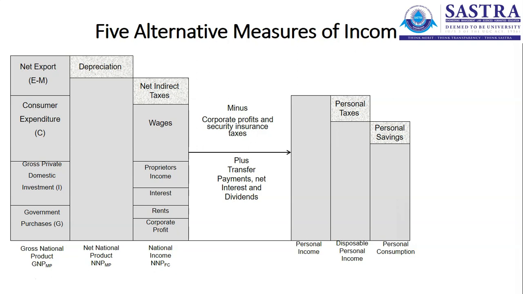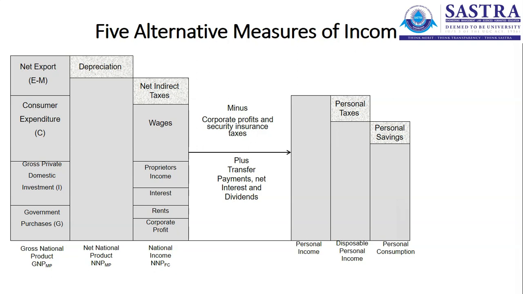Along with this, if you subtract the corporate profit, social insurance and taxes, the social security benefits and the taxes, and you add the transfer payments and interest and dividends given by the company, you arrive at the personal income. The overall personal income can be arrived at.